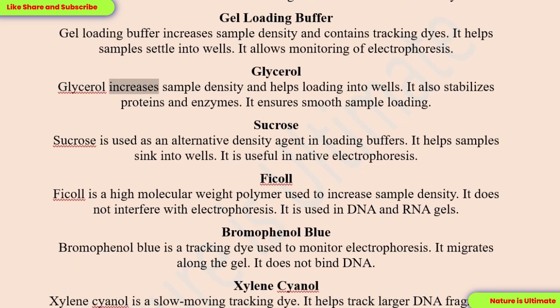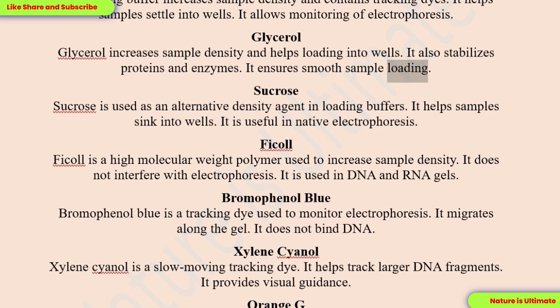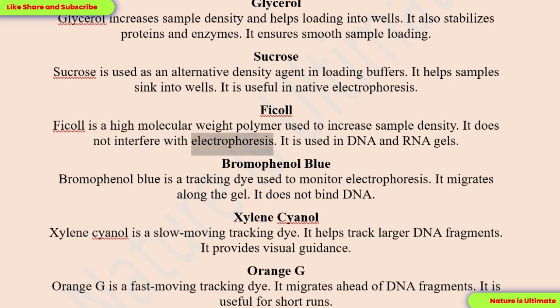Glycerol. Glycerol increases sample density and helps loading into wells. It also stabilizes proteins and enzymes. It ensures smooth sample loading. Sucrose. Sucrose is used as an alternative density agent in loading buffers. It helps samples sink into wells. It is useful in native electrophoresis. Phenol. Phenol is a high molecular weight polymer used to increase sample density. It does not interfere with electrophoresis. It is used in DNA and RNA gels.